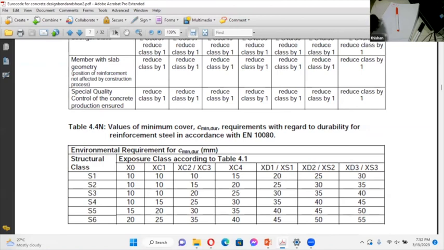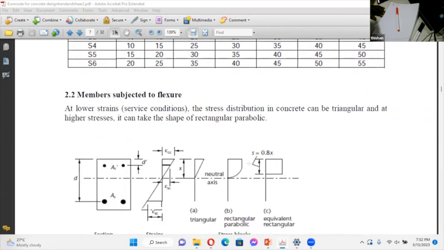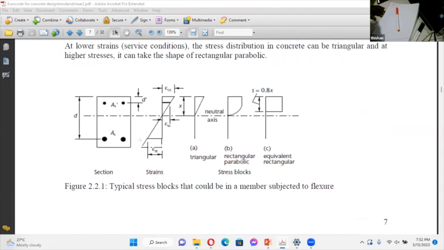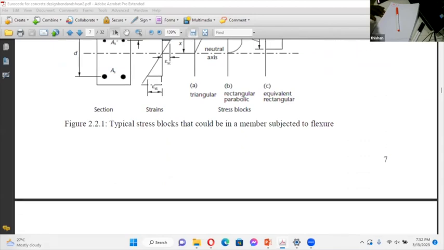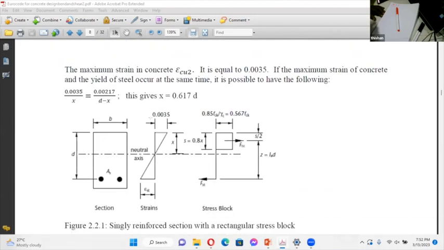So we'll come to that later when we want to get the real cover for an actual situation. So we'll come back to this later. But this is the theory that I've been explaining, and you can see s is equal to 0.8 times x, and you can also see 0.0035 as the maximum strain here, and 0.567 fck also can be seen.